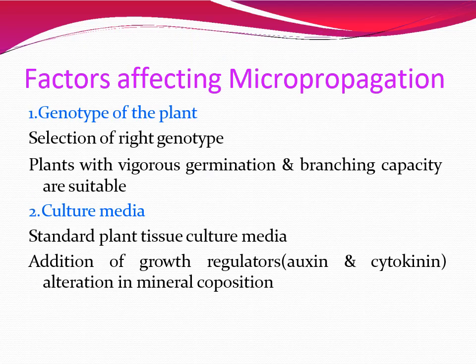So next we move on to factors affecting micropropagation. There are different factors which may affect micropropagation. First one is the genotype of the plant. That is, we have to select the right genotype. Plants with vigorous germination and branching capacity are suitable. The second factor is culture media. Standard plant tissue culture media should be used. Addition of growth regulators, that is auxin and cytokinin, and alteration in mineral composition should take place.